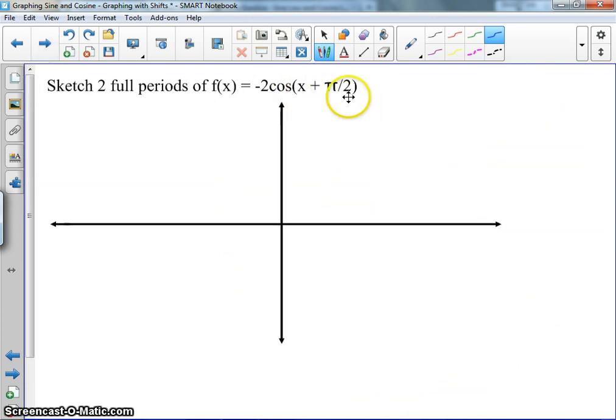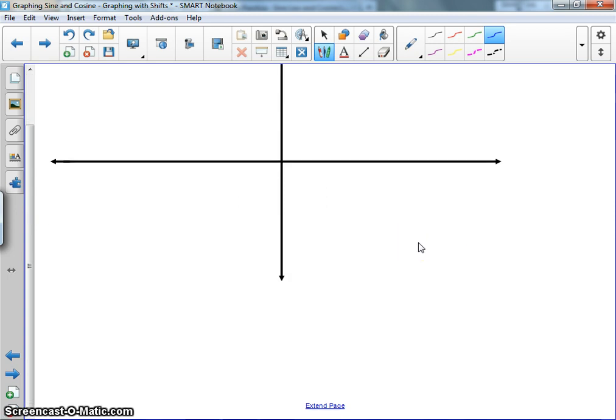Try this one on your own. Go ahead and hit pause, but then you can come back and watch me do this one. This one's a little tricky because there's a fraction there, but you should still be able to do it the same way that we've been doing it.